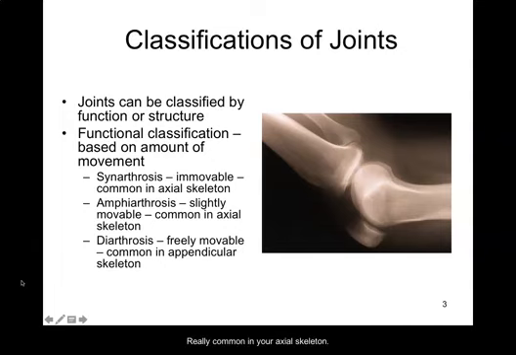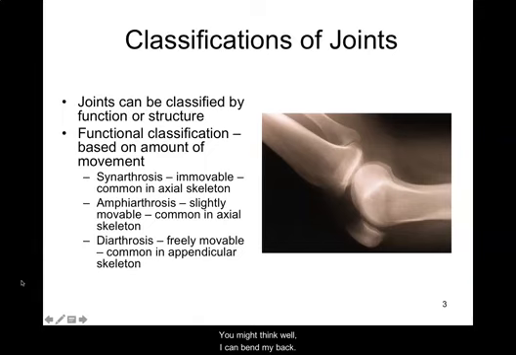Really common in your axial skeleton. Amphi is kind of partly, a little bit. So amphiarthrotic joints are going to be slightly movable joints. These are also more common in the axial skeleton than in the appendicular skeleton. An example of a slightly movable joint would be the joint between two of your stacked vertebrae. Now, the entire vertebral column is 24 stacked vertebrae, but a single joint exists between each set of 2 vertebrae, one stacked on top of the other.